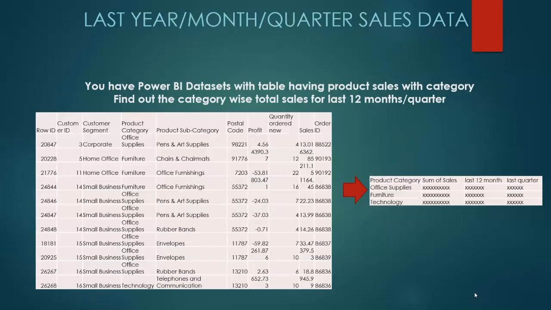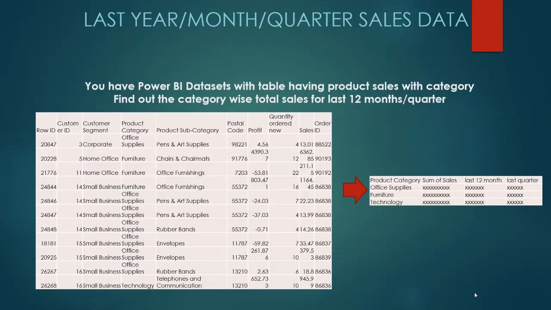So today we came up with another DAX functions problem. Here the problem is to find out last year, month or quarter sales data from the data that is given to you. So if you have any Power BI data set with a table having product sales with category, find out the category wise total sales for last 12 months or quarter.